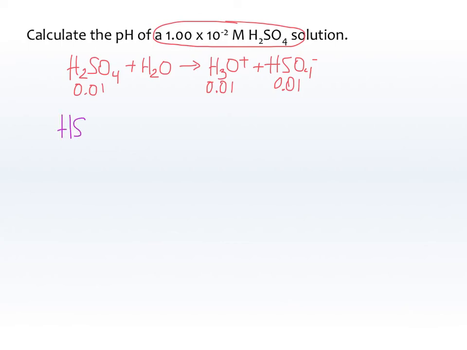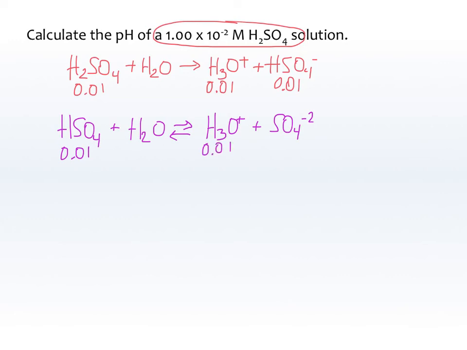Next equation, HSO4- and water. This is a weak reaction. H3O+ and SO4 2-. These guys both start at 0.01, minus x, plus x, plus x. So we'll be writing the Ka. Notice that every time I write the Ka, I write out the expression, like what's going to be included in it. It's a really good idea.